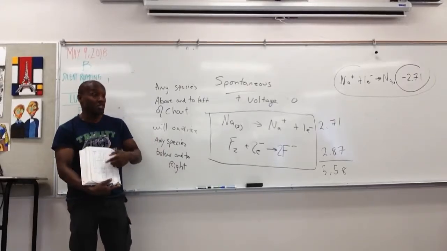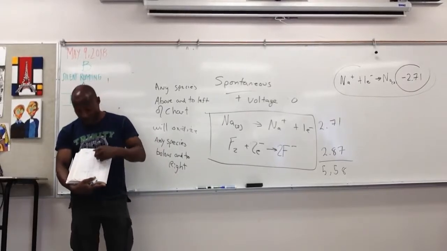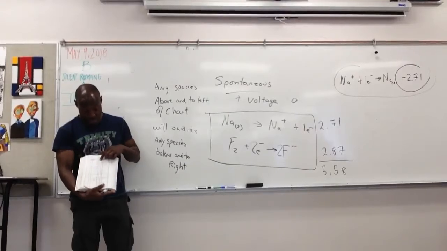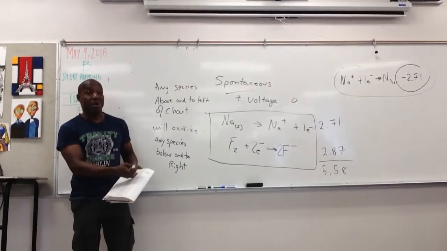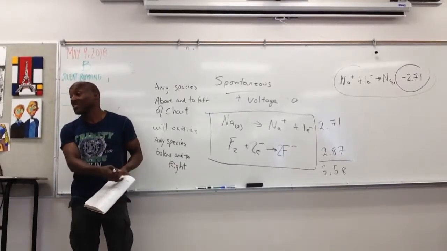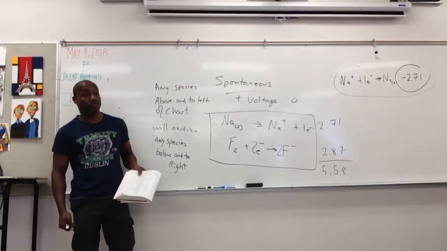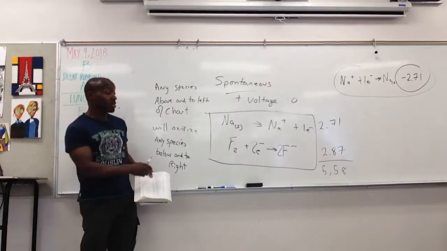If one of the species is below, for example, if I want to use, let's say, gold 3+, and the species I want it to oxidize is above on the right, it won't oxidize it. It takes too much energy going in the other direction. So that's a little trick that can help you.